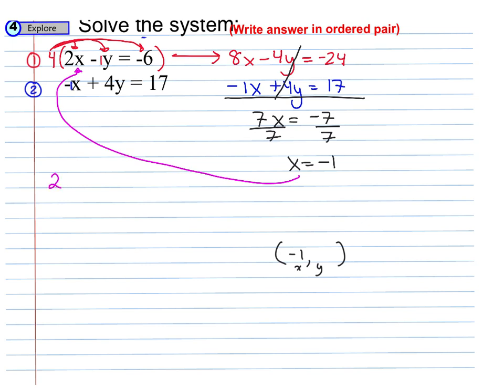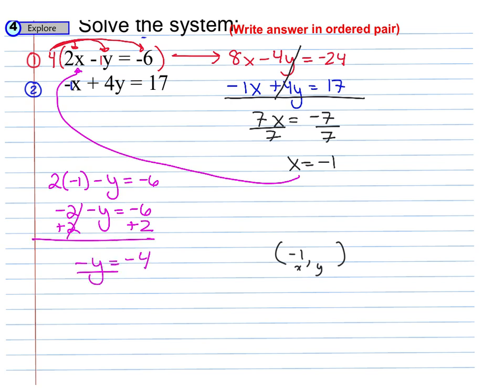So you're going to have 2 times that negative 1 minus y is equal to negative 6. That is negative 2 minus y is equal to negative 6. Add the 2 to both sides, and I get negative 4. Divide both sides by negative 1, and you should get y is equal to positive 4. So this is your ordered pair.